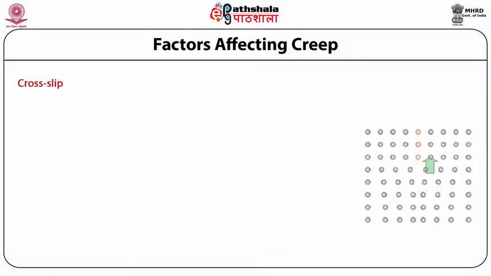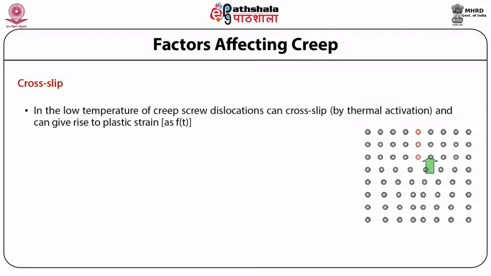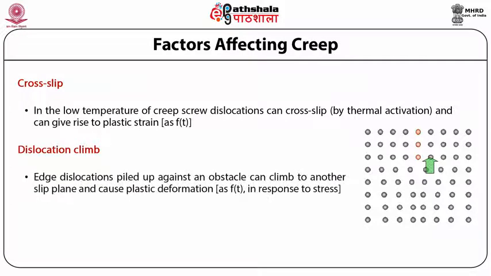Let us know what cross slip and dislocation climb are. Cross slip: in low temperature creep, screw dislocations can cross slip by thermal activation and can give rise to plastic strain as a function of temperature. The next is dislocation climb. Edge dislocations piled up against an obstacle can climb to another slip plane and cause plastic deformation as a function of temperature in response to stress. The rate controlling step is the diffusion of vacancies.